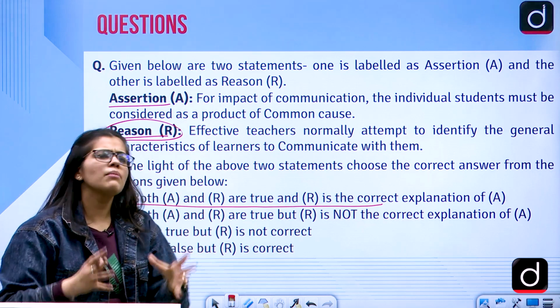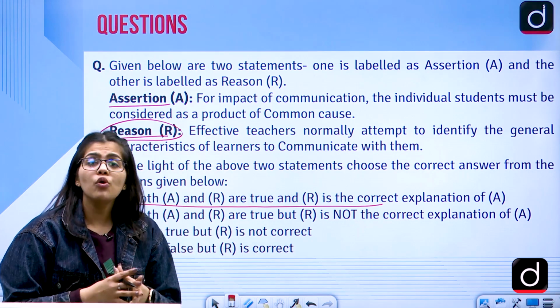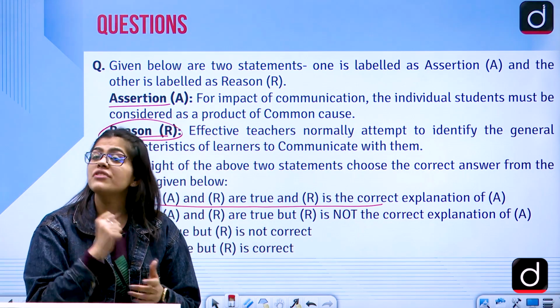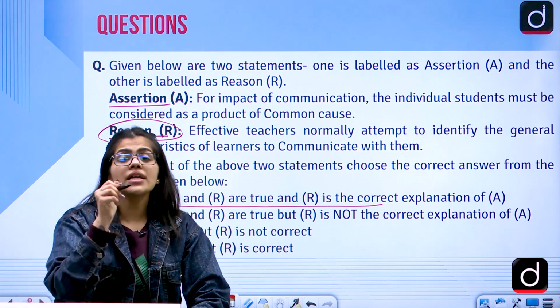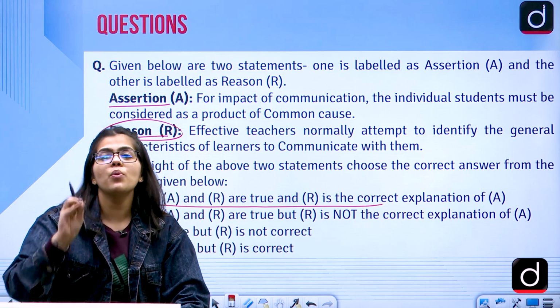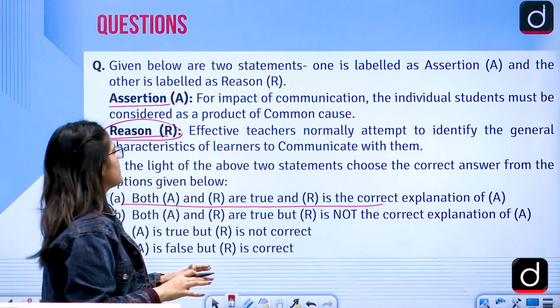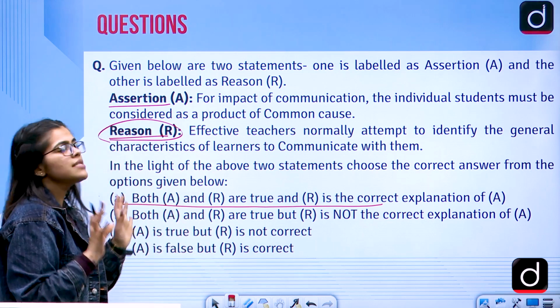Or if you are talking about general communication, then if you are talking to 5 sets of people, you know that each of them will have different notions. So you have to hear each of them, you have to listen to each of them and then come up with a common solution so that all of them are fully satisfied. So this means the assertion is correct.